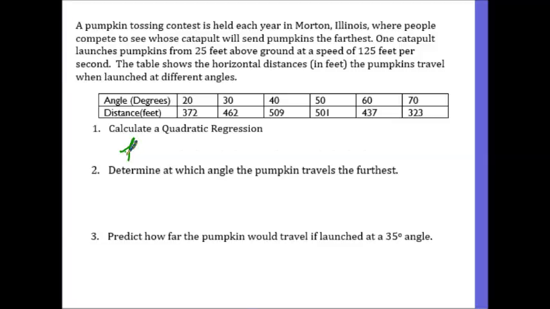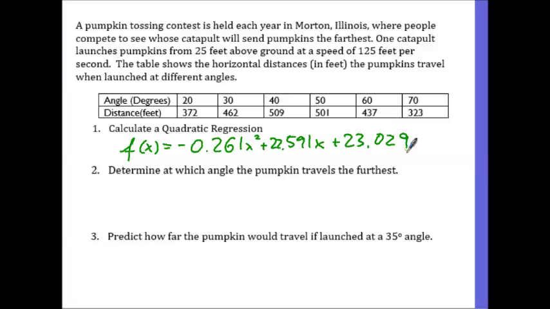So f of x is equal to negative 0.261x squared plus 22.591x plus 23.029. Okay, that's the equation. Now we can do a lot of things with this.